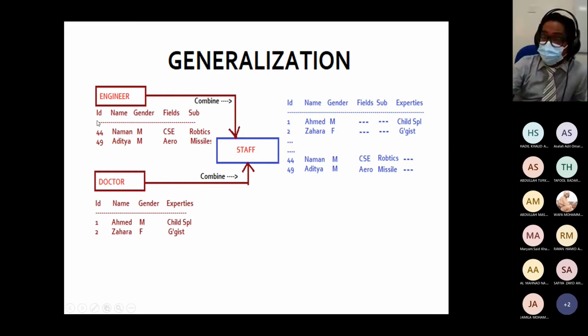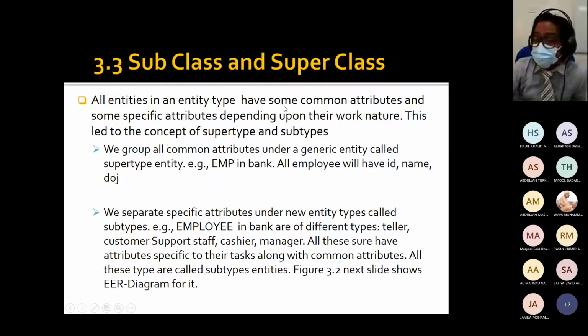These are the ID, their name, their gender, the field of work, sub, or maybe that you might be seeing also similar to that one, but not quite some which are not common, like expertise. But when it comes to engineering, they don't have expertise. But basically, ID, name, and gender, pretty much all common to them, right? That's why it says here some. They have some common attributes and specific attributes depending upon their work as well.